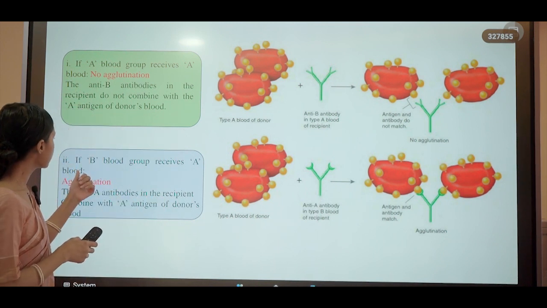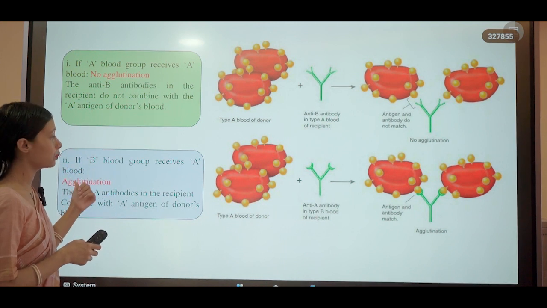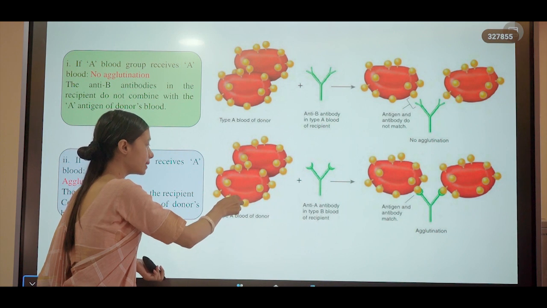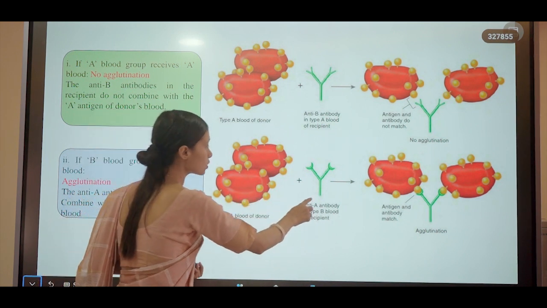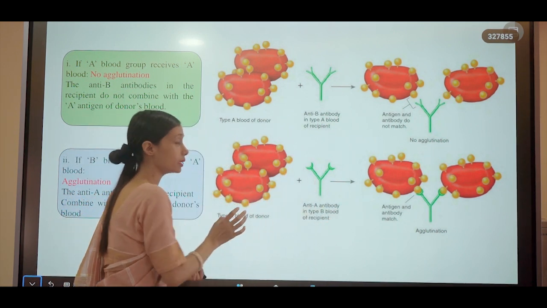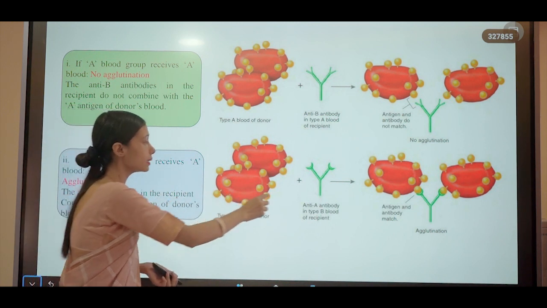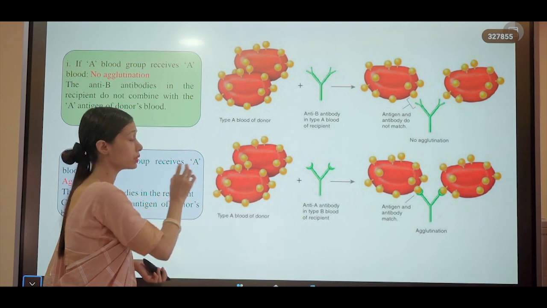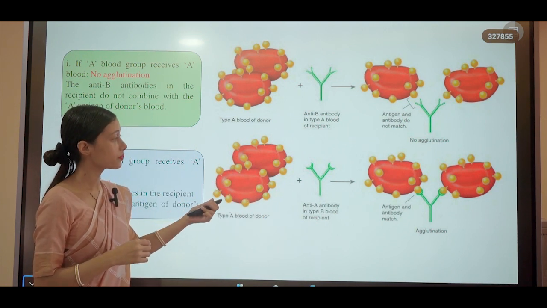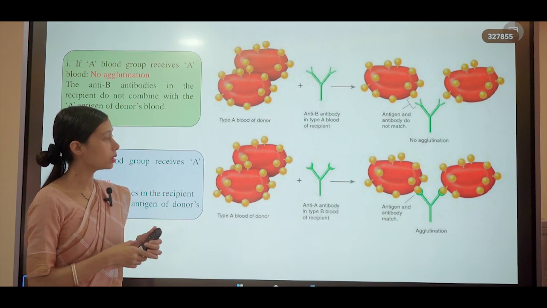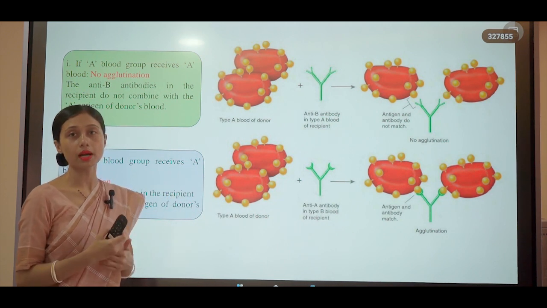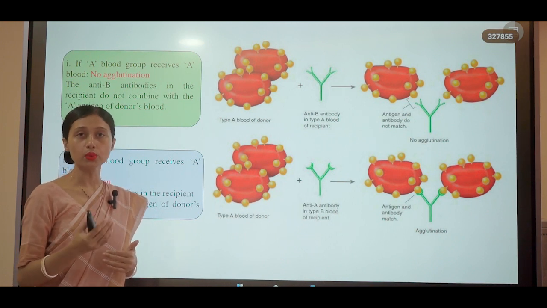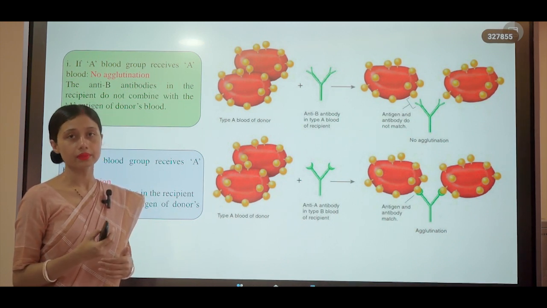But in this case, if a B blood group receives A type of blood, what will happen? In case of A blood group, antigen A is present, and in case of B blood group, the anti-A antibody is present in plasma. So these anti-A antibodies bind with the antigens which are present on the surface of RBCs, causing the clumping of blood or destruction of RBCs. So it is very important to match the blood group of the donor and the recipient before any blood transfusion.